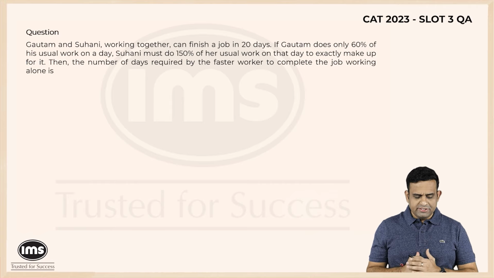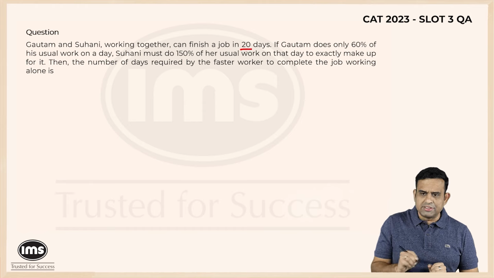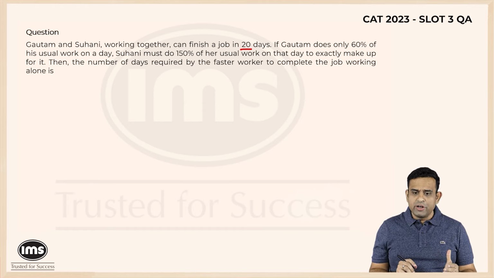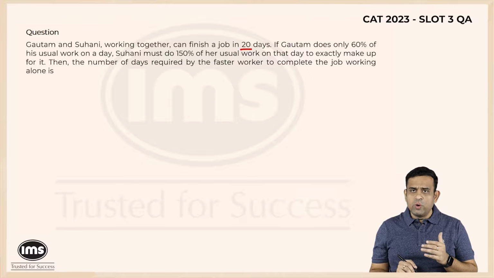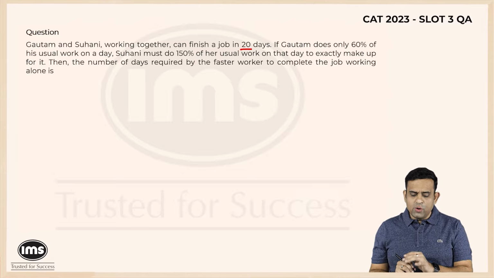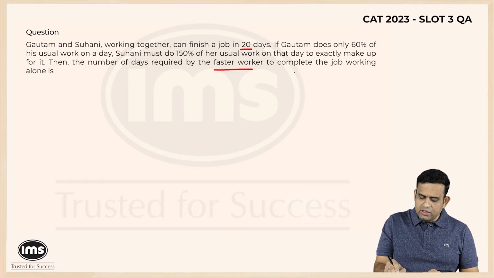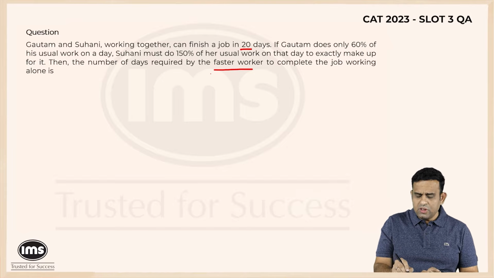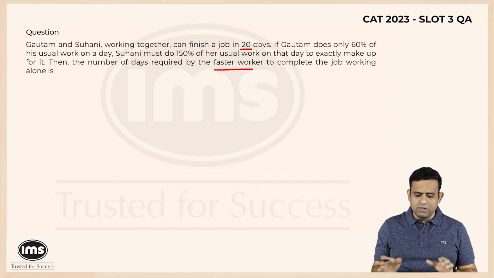In the next sum, it says that Gautam and Suhani working together can finish a job in 20 days. If Gautam does only 60% of his usual work on a day, Suhani must do 150% of her usual work on that day to exactly make up for it. Then the number of days required by the faster worker to complete the job working alone will be how much? So in this particular case, right now we don't know who is faster between Gautam and Suhani. Let's read this particular part carefully.